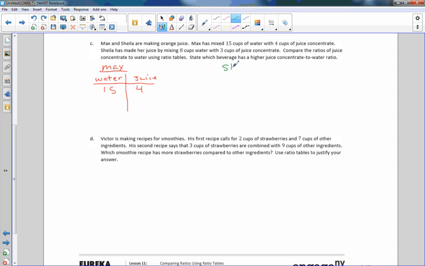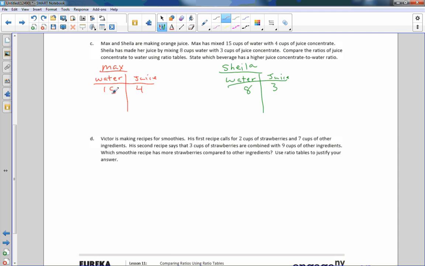Sheila is doing the same thing, mixing water with juice concentrate. And she's going to use 8 cups of water and 3 cups of juice concentrate. Compare the ratios of juice concentrate to water using a ratio table, and which beverage has the higher juice concentrate to water?